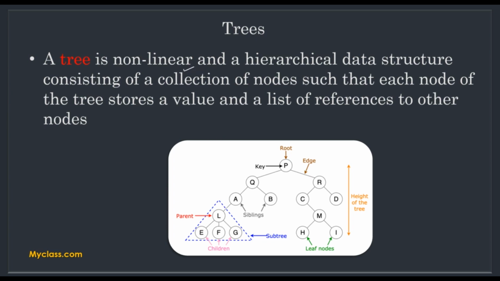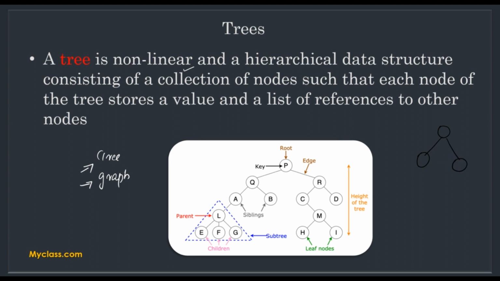There are mainly two non-linear data structures, tree and graph. So first we are going to discuss tree. The tree is a non-linear and hierarchical data structure consisting of a collection of nodes, such that each node of the tree stores a value and a list of references to other nodes. So a tree has a node structure, like this, a hierarchical structure.